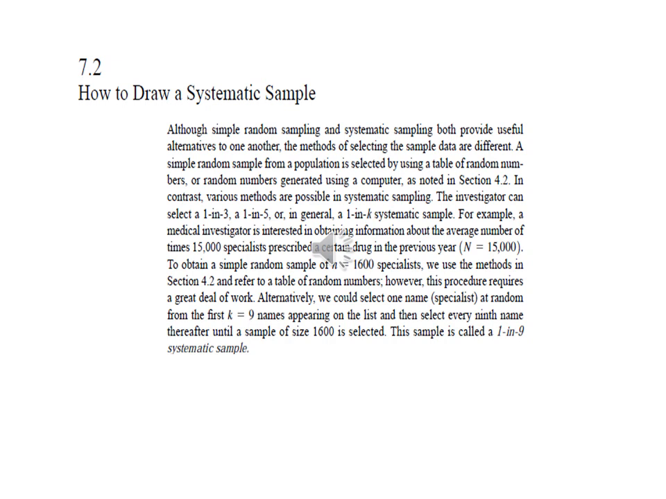To obtain a simple random sample of small n equal to 1,600 specialists, we use the methods in section 4.2 and refer to a table of random numbers. However, this procedure requires a great deal of work. Alternatively, we could select one specialist at random from the first k equal 9 names appearing on the list, and then select every 9th name thereafter until a sample of size 1,600 is selected. This sample is called a 1 in 9 systematic sample.